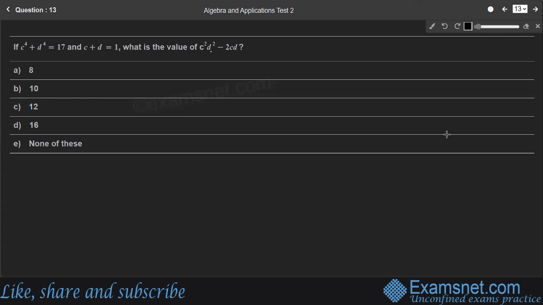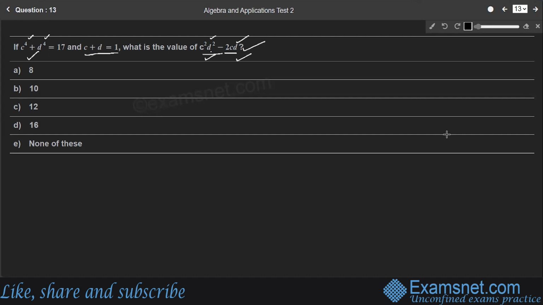Question 13. If c raised to 4 plus d raised to 4 is equal to 17 and c plus d is equal to 1, then what is the value of c square d square minus 2cd? Here the question is in terms of c square d square and c into d. Therefore, let us express the given equation, c raised to 4 plus d raised to 4 is equal to 17, in terms of c square d square and c into d.